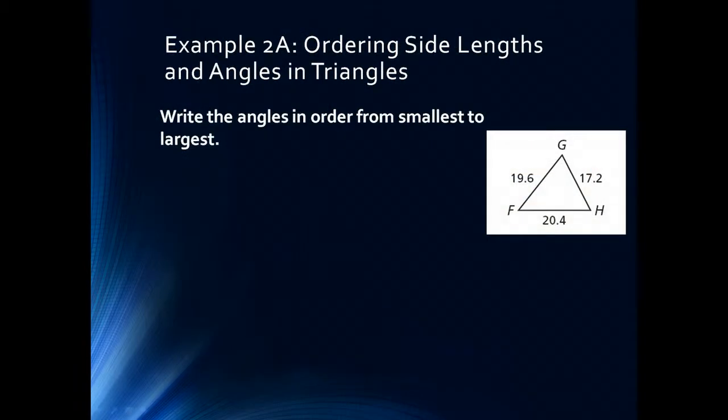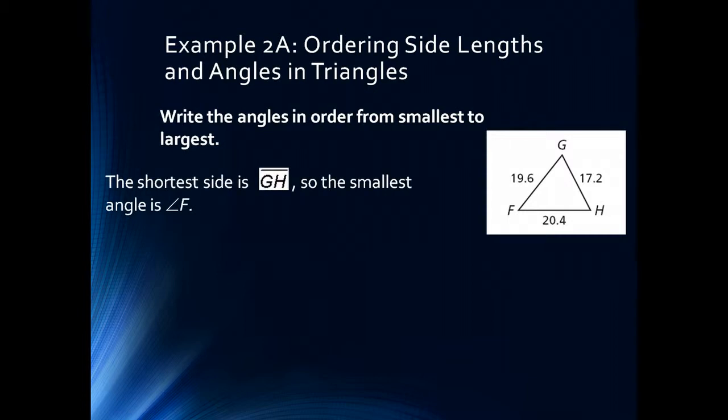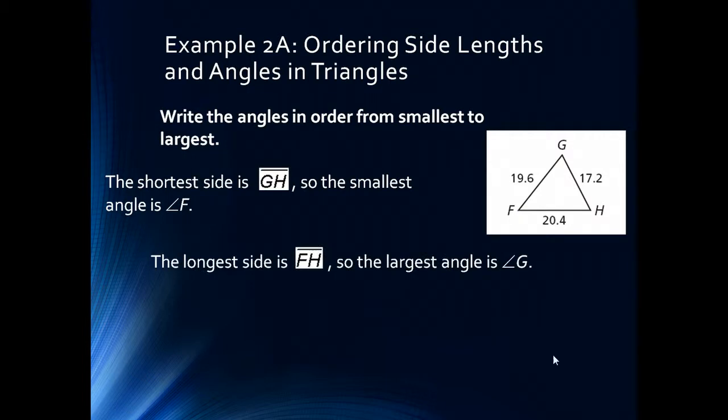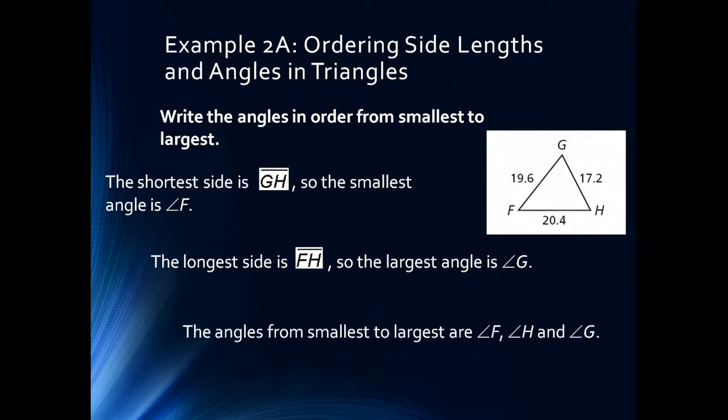Let's look at an example. We want to write the angles in order from smallest to largest. And we're given the sides of this triangle. The shortest side, GH, so the smallest angle is opposite, straight across, and that would be F. The longest side is FH. So the largest angle is G. This tells us that the order from smallest to largest would be angle F, angle H, and angle G.